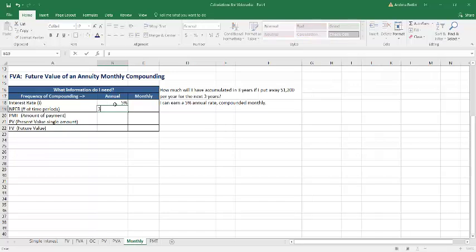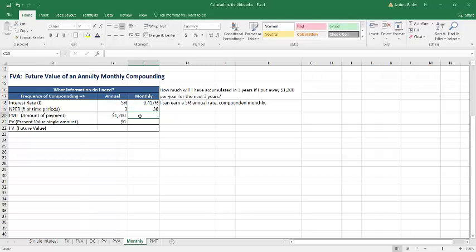5%, 3 years, payment, $1,200, present value is 0. All right, now let's do this monthly. So it's going to equal the 5% divided by 12. It's going to equal the 3 years times 12 months in every year.